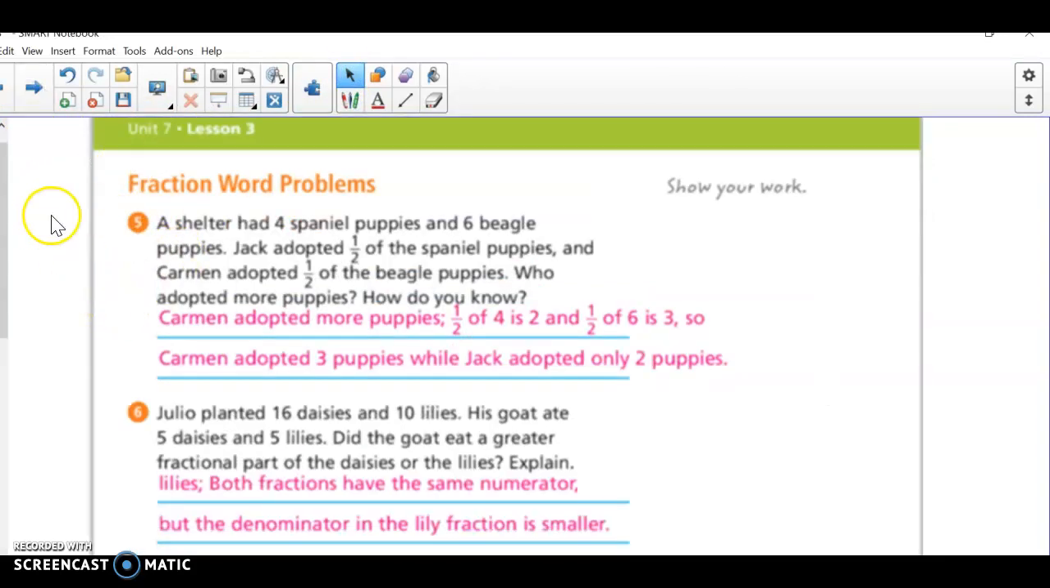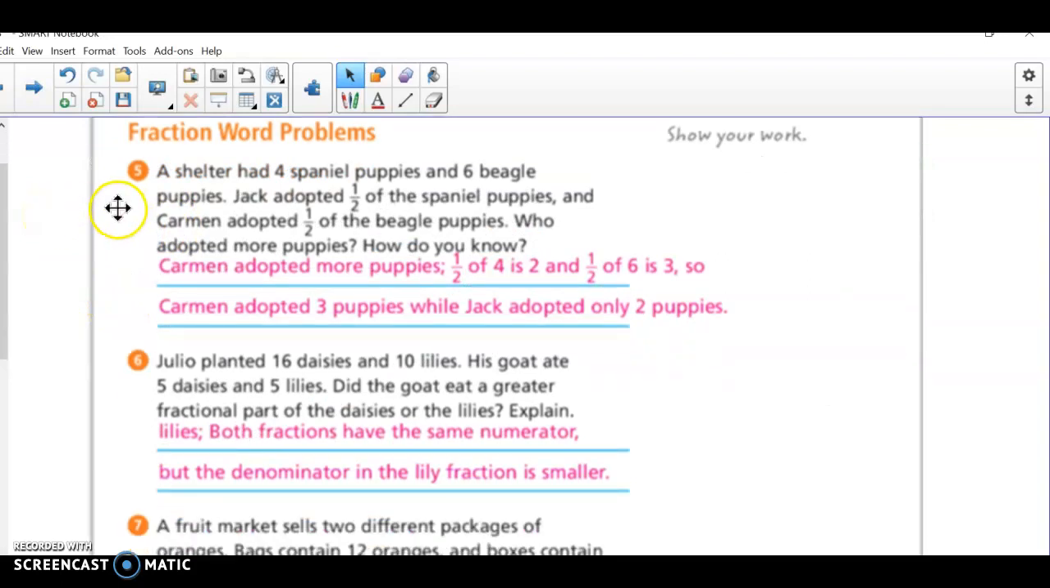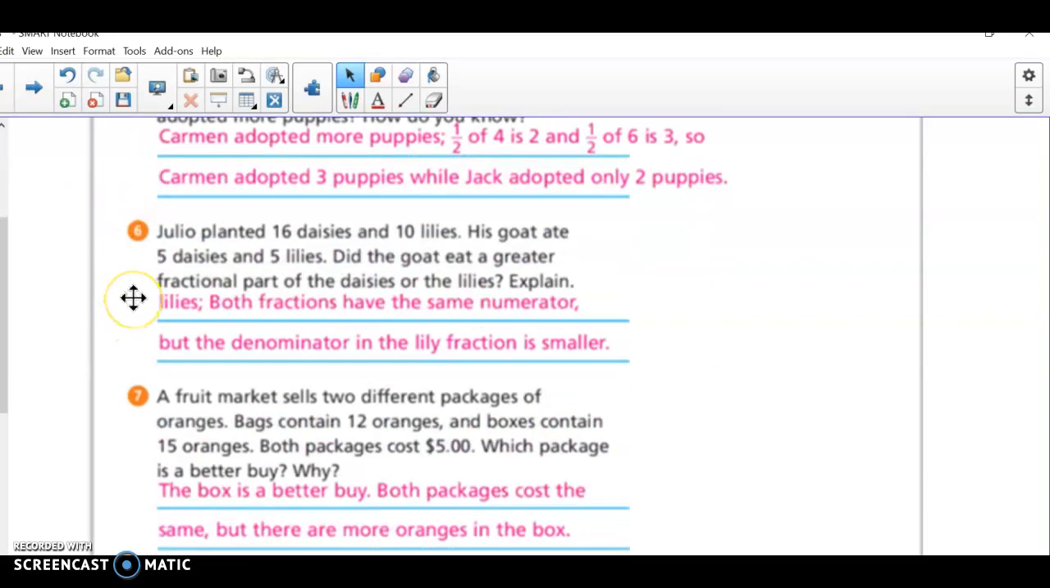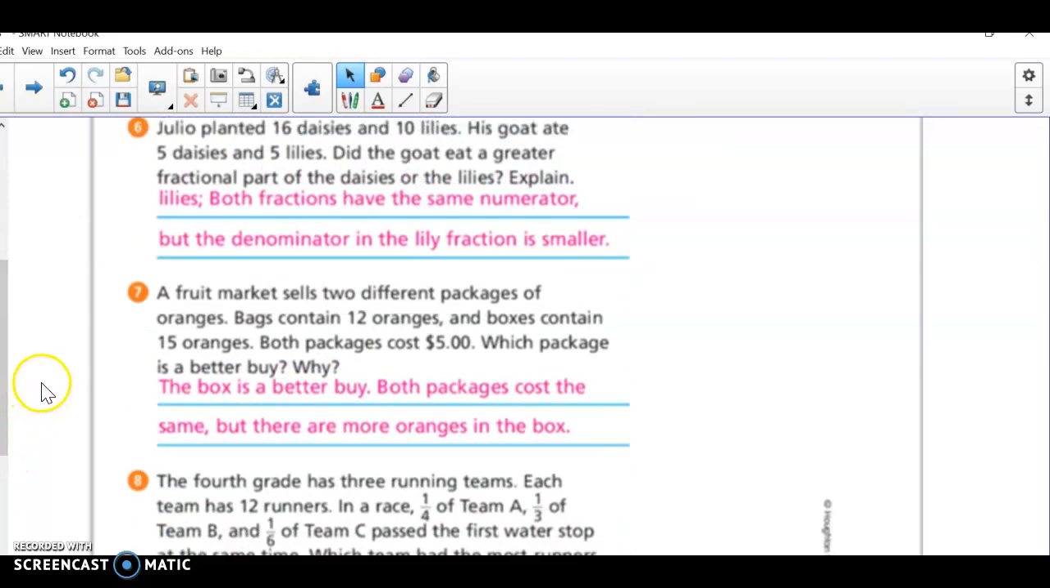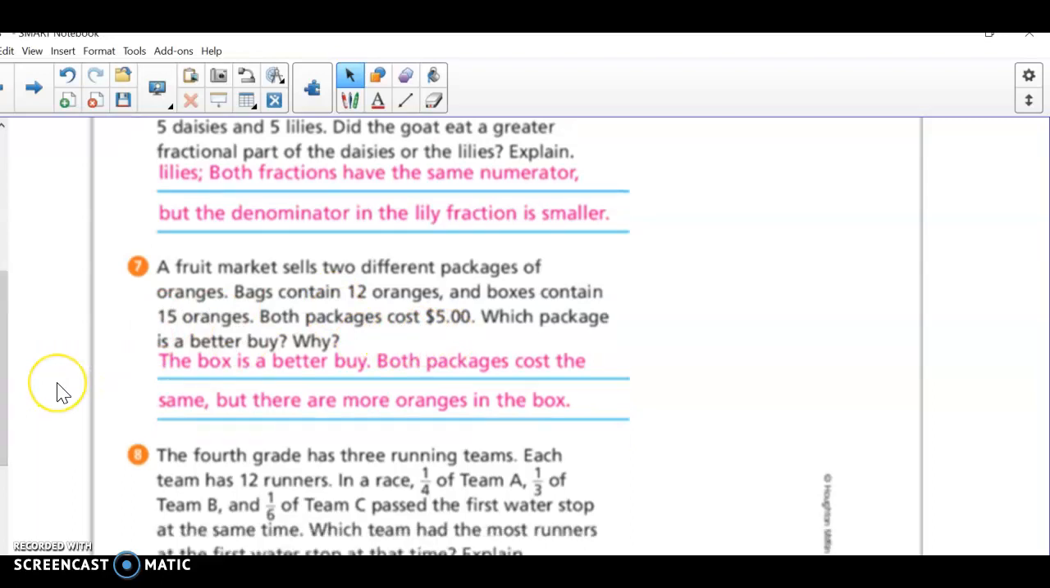All right. So we did number 5 together. Number 6 with Julio, Lily's is going to be the bigger fractional value because 5/10 is more than 5/16. And then the fruit, the box is going to be the better deal because you get more for your money. 15 oranges is more than 12, and you're still spending $5.